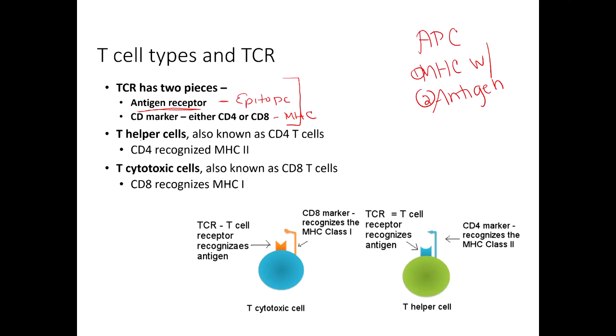So we have two different types. We have a T helper and a T cytotoxic. T cytotoxic here has the CD8, so it's also known as a T8 cell. T helper cells have a CD4 marker, so we refer to it sometimes as the T4 cell. Okay, so two different types of T cells.